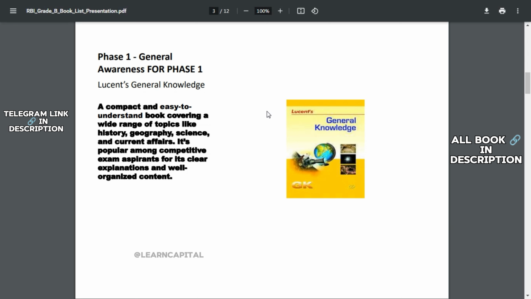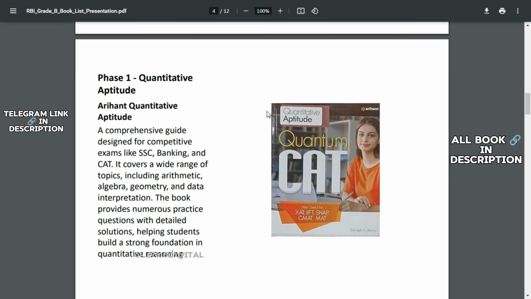The Lucent book is easy and understandable, and it covers every subject like history, geography, science, current affairs, politics, etc., and economics. The economics is the main thing. In Lucent, it covers all the things. So I recommend you people to take Lucent. If you know any other general knowledge book, you can take it. I recommend Lucent. The next is Quantitative Aptitude by Arun.